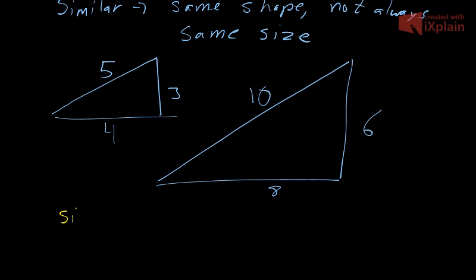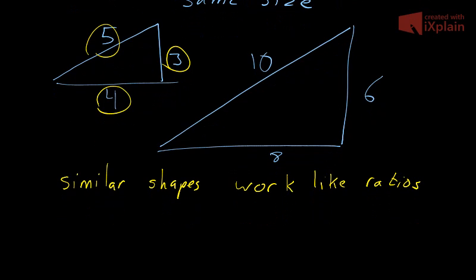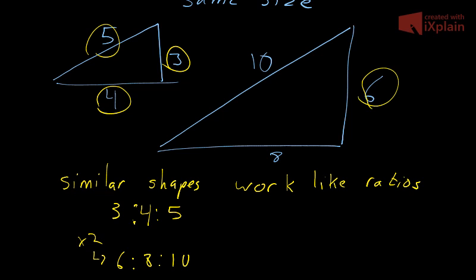So similar shapes work like a ratio. In my first triangle here, I have 3, 4, 5. I'm going to write that as a ratio down here, 3 to 4 to 5. I can multiply all those by 2, and I end up with 6 to 8 to 10, which is the sides of this triangle here. And that is how I can check to make sure this is similar. So, similar.